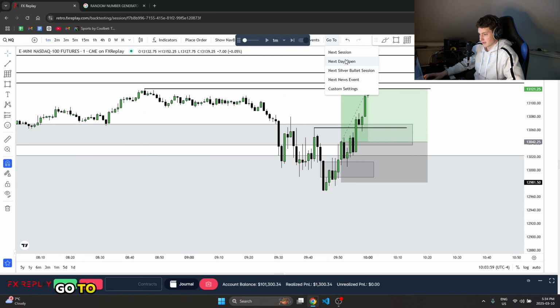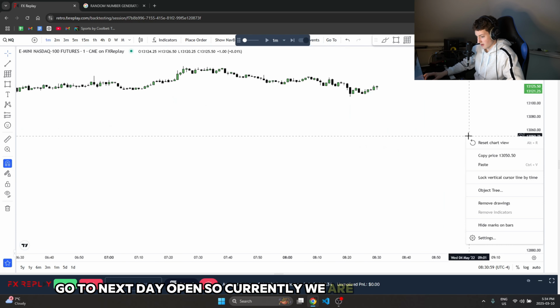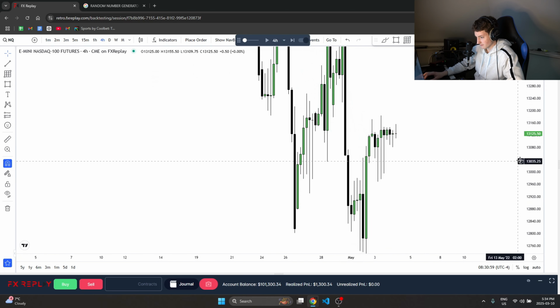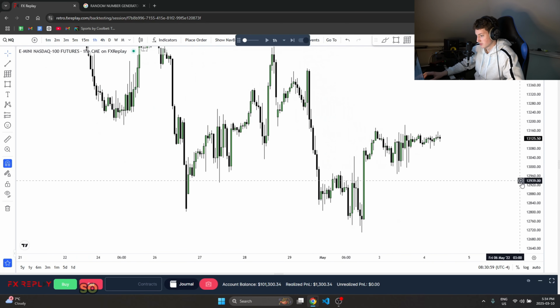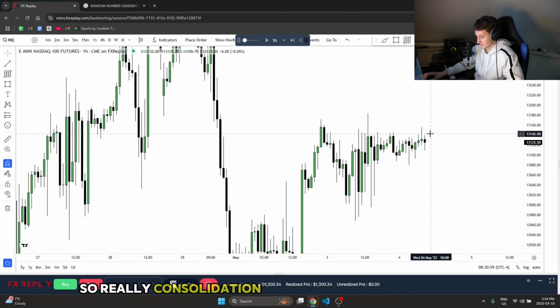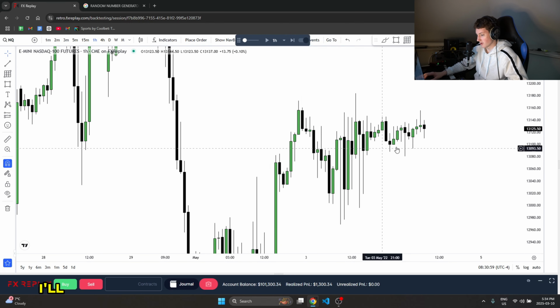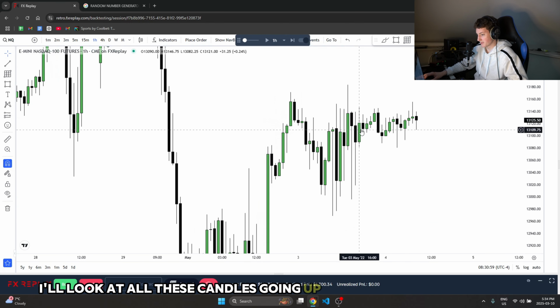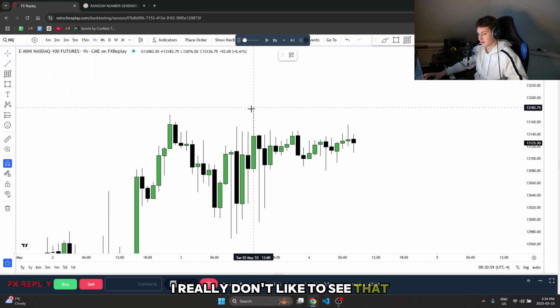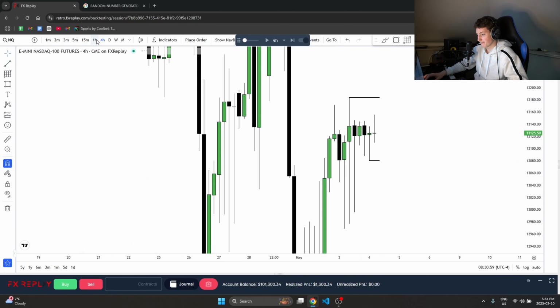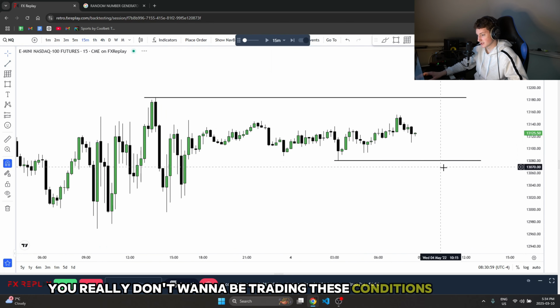Go to next day open. So currently we are up 1,300 on the account. So really consolidation. Lots of consolidation here. I can already tell. If I'm looking at the chart right here, I look at all these candles going up and down and up and down. I really don't like to see that. Probably going to be a no trade day unless we come down and sweep a bunch of this. You really don't want to be trading in these conditions, my friends.